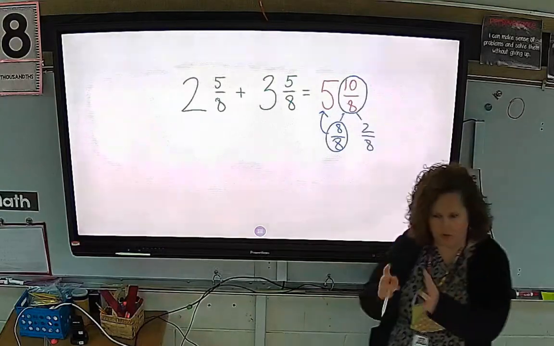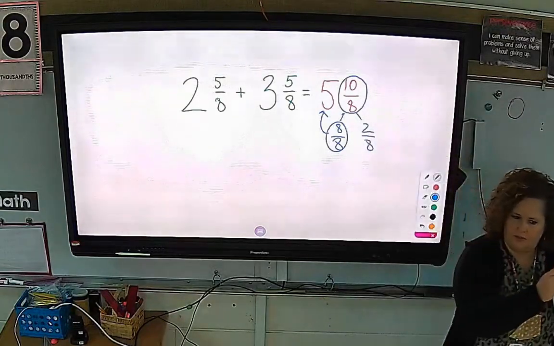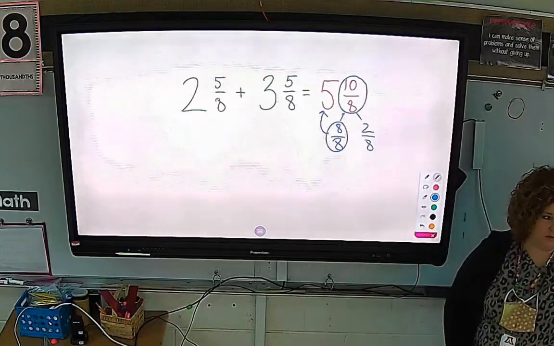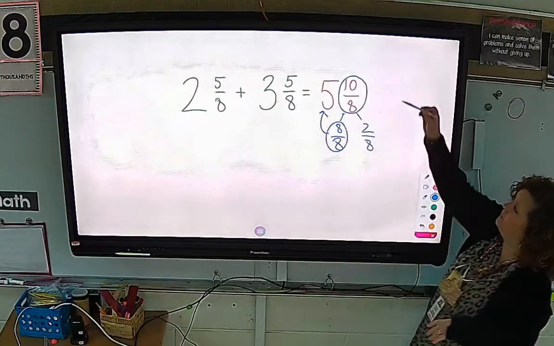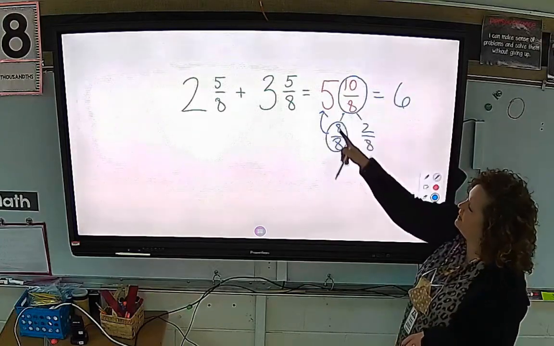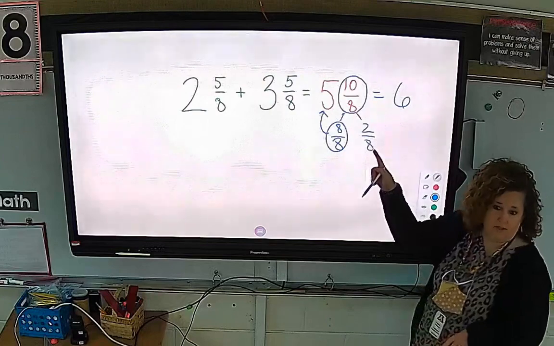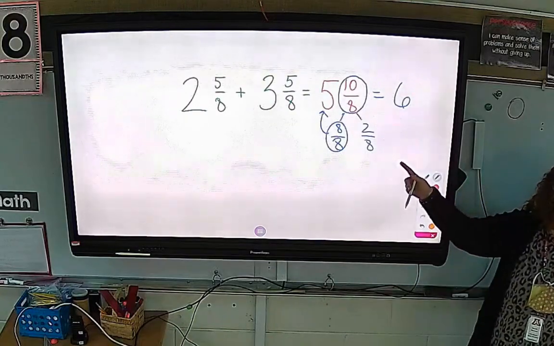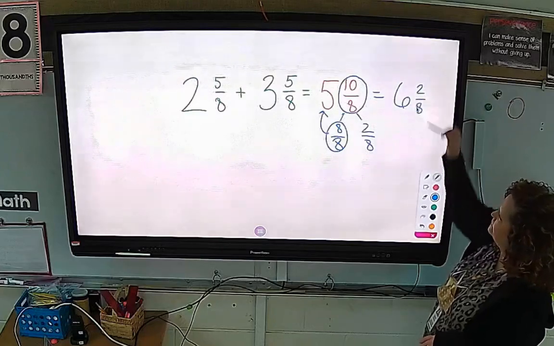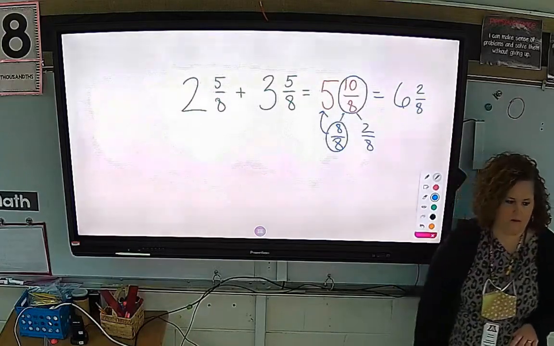Because we're going to keep our whole numbers together. We're going to keep our fraction pieces together. So that 5 just changed to a what? 6. It just went up by 1. So I really have a new answer. It's 6. These two added together. And then don't forget this guy. He's just as important. Okay. 6 and 2 eighths.